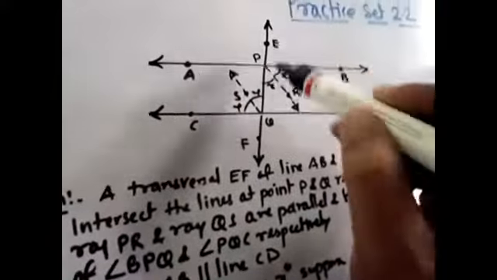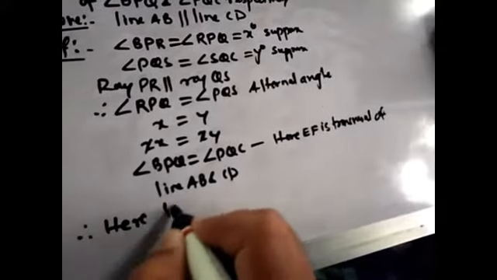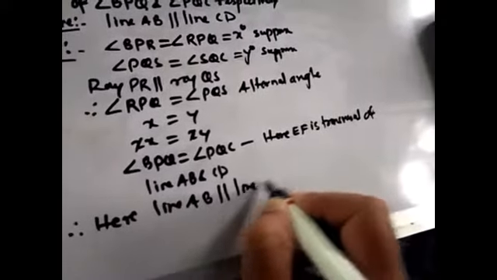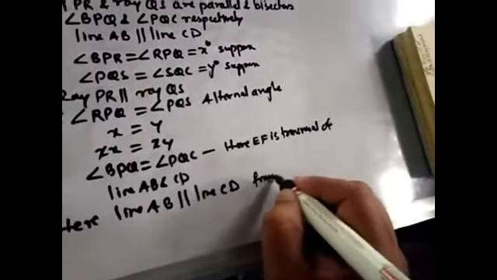This EF is a transversal of line AB and CD. It is clearly given. Okay, so from that, line AB is parallel to line CD from the alternate angle test.